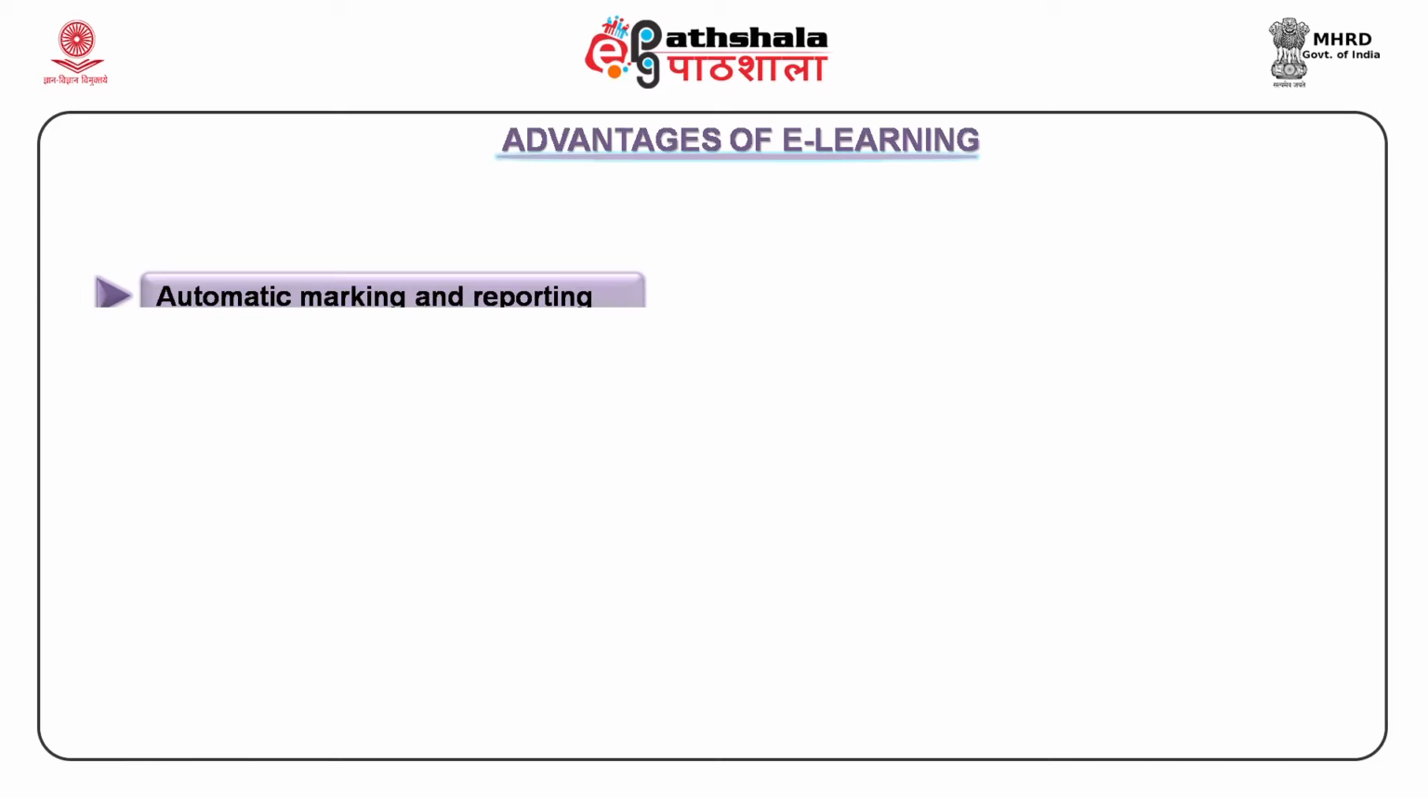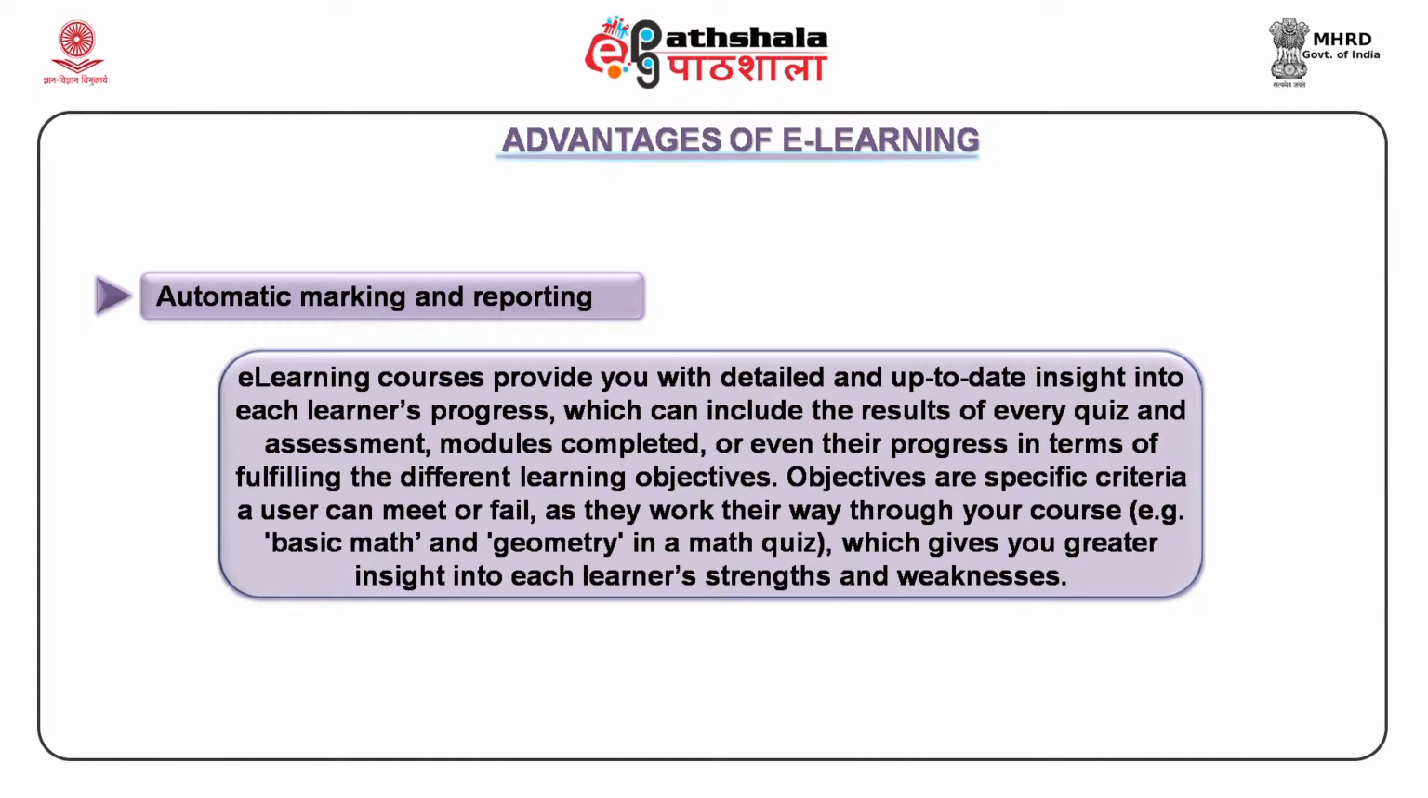Next, and last, automatic marking and reporting. E-learning courses provide you with detailed and up-to-date insight into each learner's progress, which can include the results of every quiz, results of assessments, modules completed or incomplete, and even their progress in terms of fulfilling the different learning objectives. Objectives are specific criteria a user can meet or fail as they work their way through your course. The course could be basic mathematics, geometry, etc., which gives you a greater insight into learners' strengths and weaknesses.